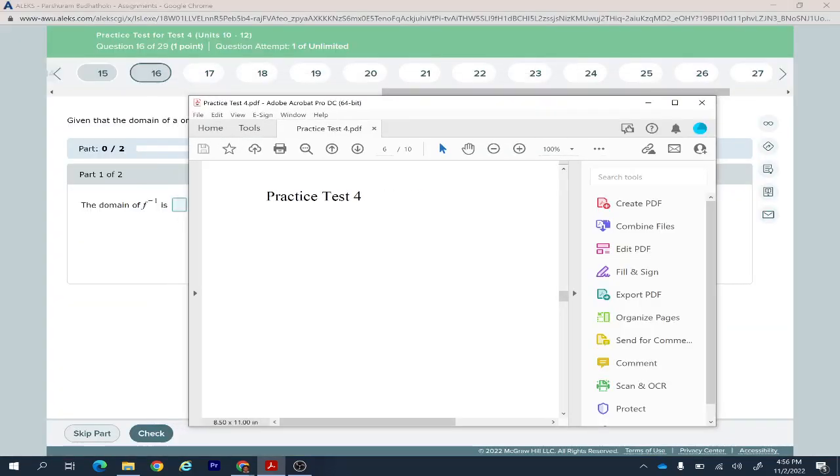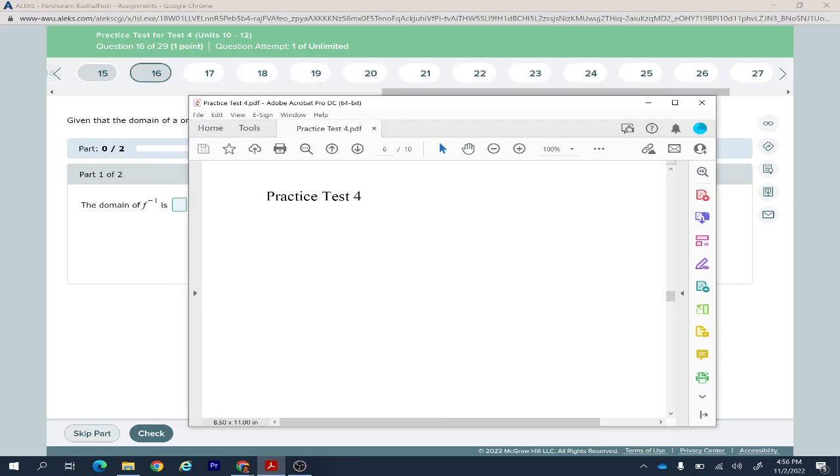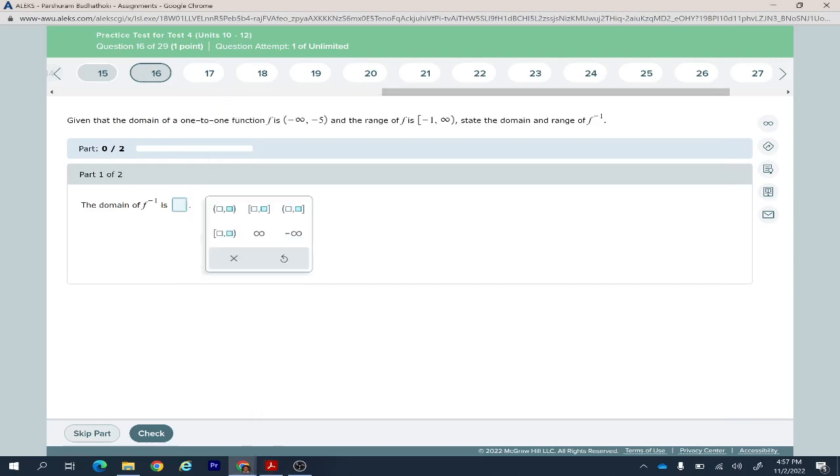So let's say you have a function f of x, and the domain of this function is D and R is the range. Then when you find the inverse of this function, the domain would be R and the range would be D. So it's just a switch, just a reverse. The domain of f inverse is actually the range of the function. So this is your domain for the inverse function, which is -1 to +infinity.